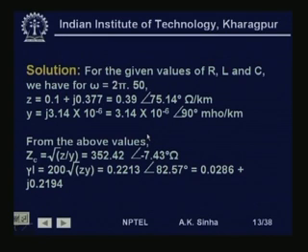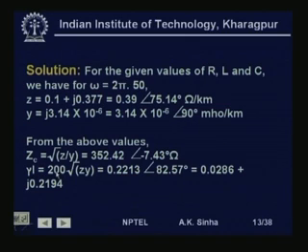Now, using this z and y, we can calculate the characteristic impedance ZC. ZC is given by square root of z by y. So, substituting the value of z and y, we get ZC is equal to 352.42 with an angle of minus 7.43. This will have units of ohm, because the kilometer per kilometer will cancel out. Similarly, we can calculate gamma L.